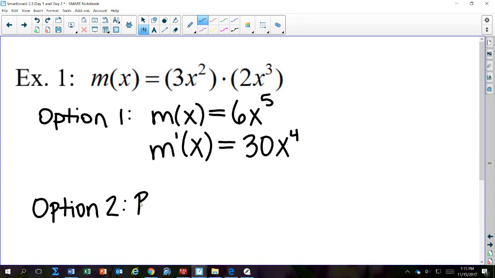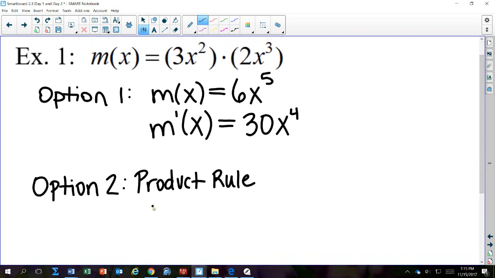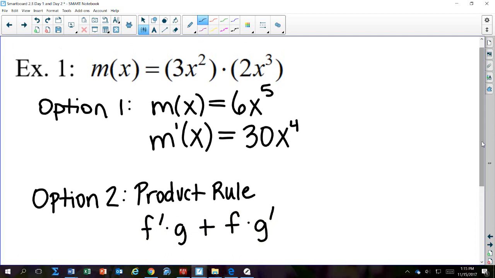Is to use the product rule. Again, for the product rule, what we do is we take the derivative of the first times the second plus the first times the derivative of the second. That's my product rule. I'm thinking about 3x squared like it's my function f, and I'm thinking about 2x cubed like it's my function g.